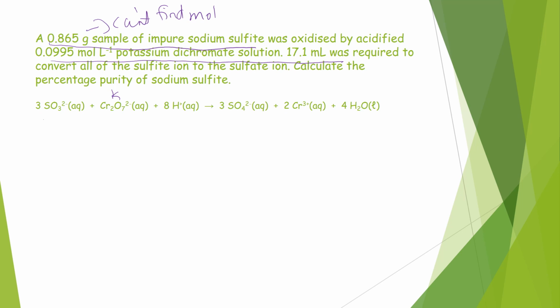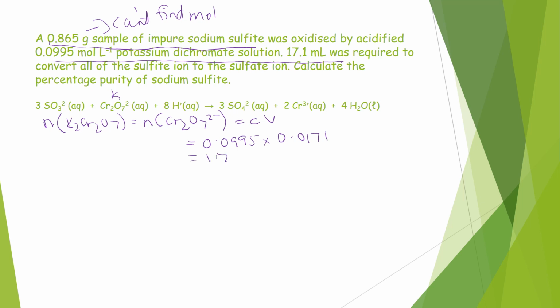So let's have a look. The number of moles of potassium dichromate will equal the number of moles of dichromate, which is equal to CV. So our concentration is 0.0995. Our volume was 17.1 mL, which we have to convert to litres. And this will come out to 1.70145 × 10^-3 moles.